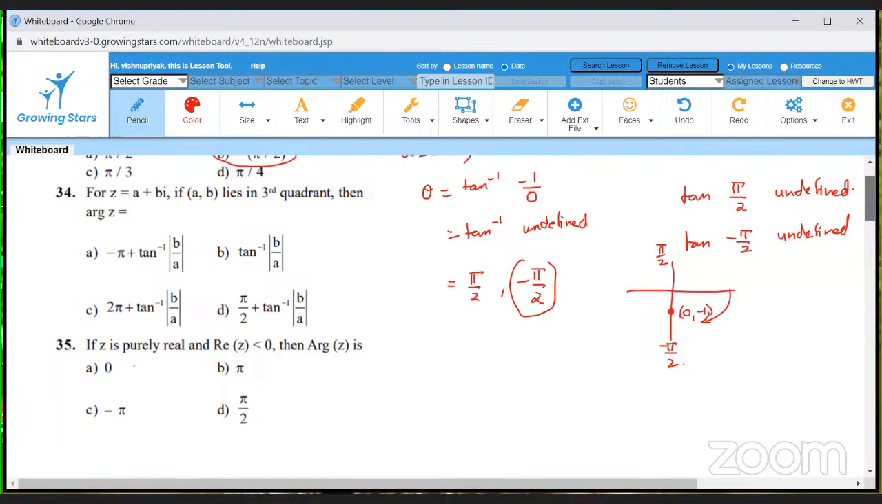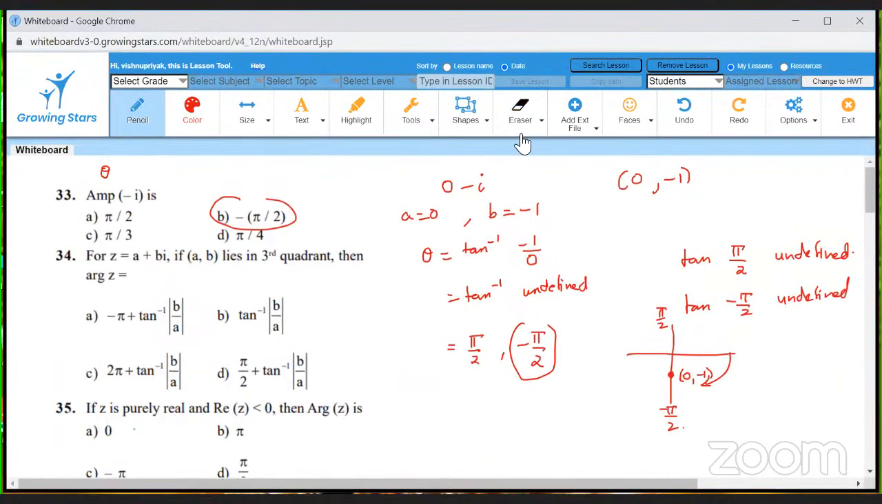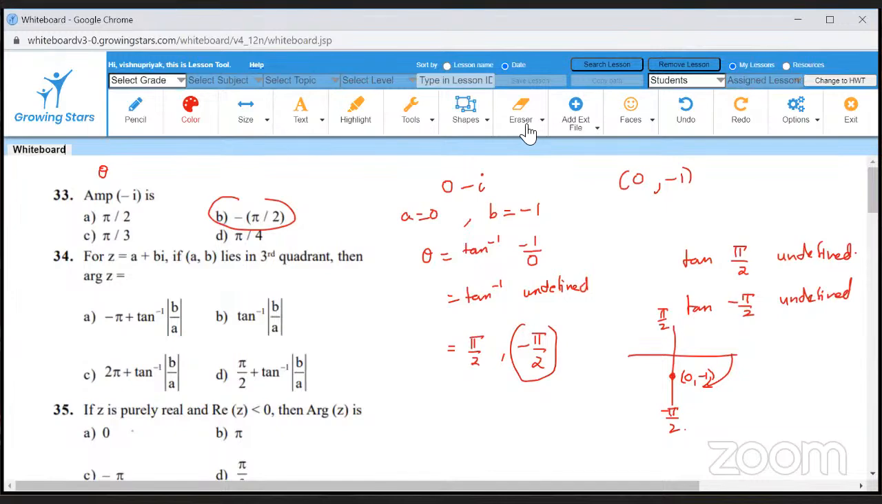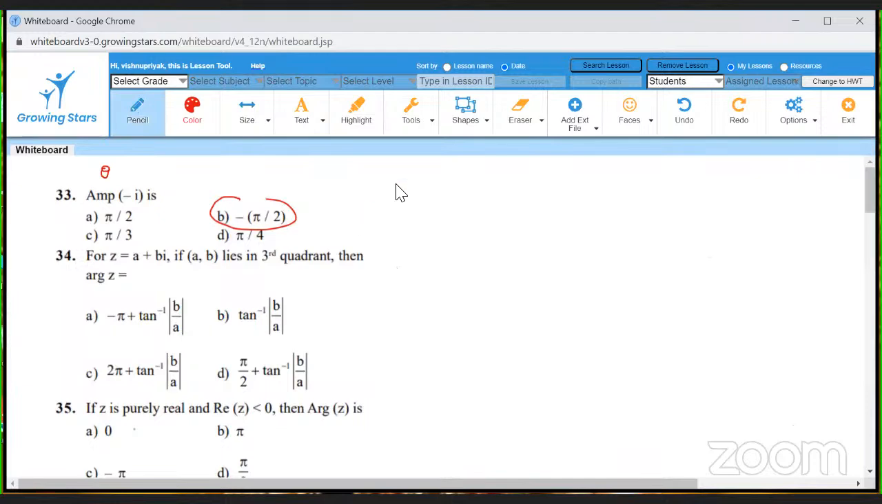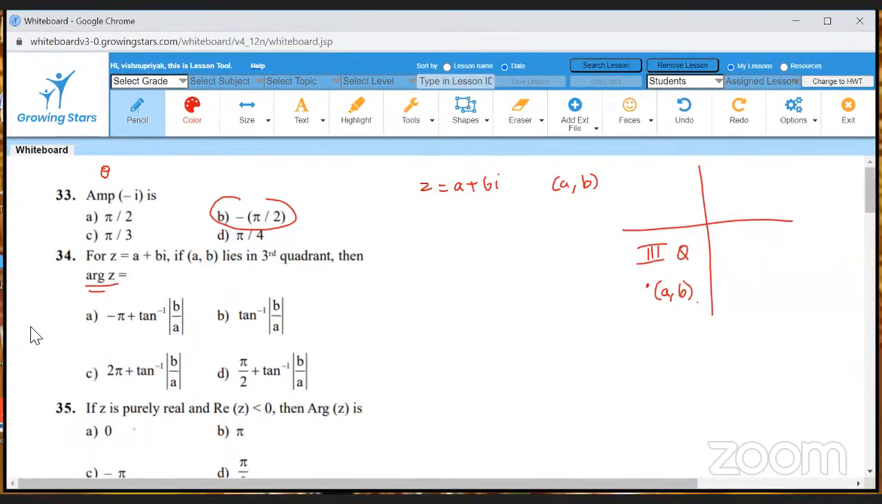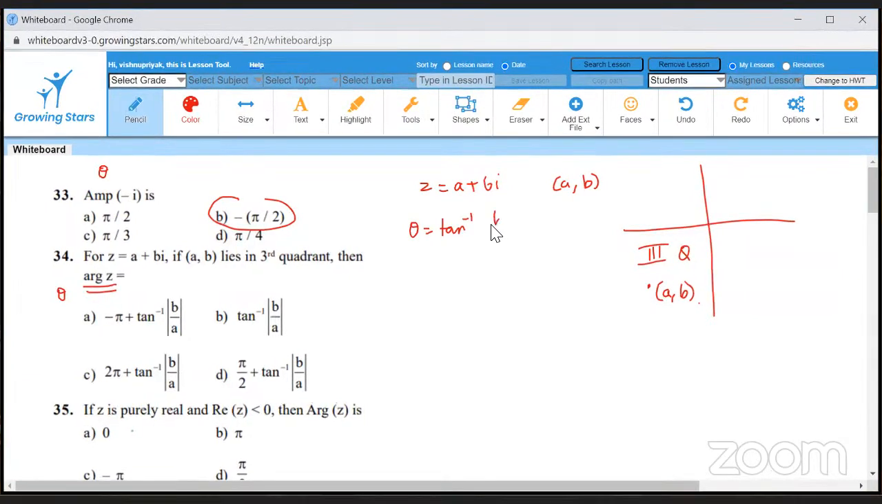Next, 34. Z equal to A plus Bi, that is A comma B, lies in the third quadrant. This is the third quadrant. A comma B is here in the third quadrant. Then argument of Z means theta. What is theta? You know theta is tan inverse B by A.